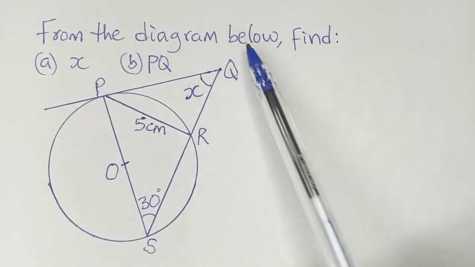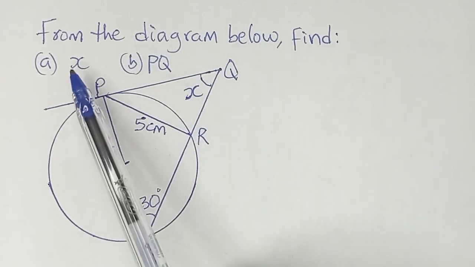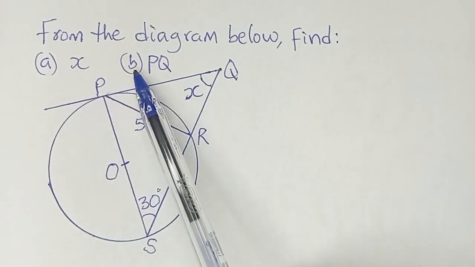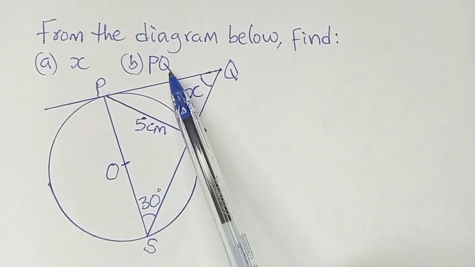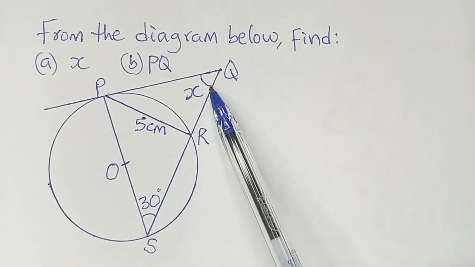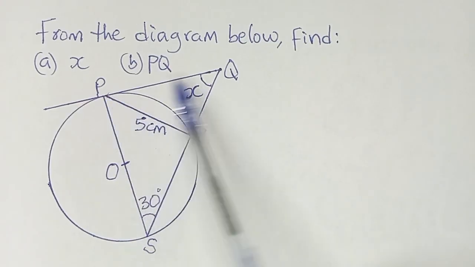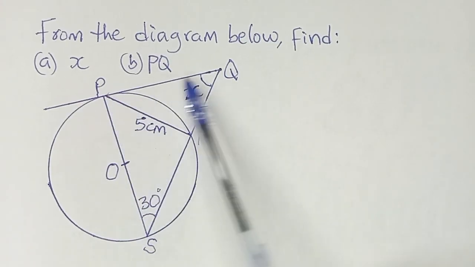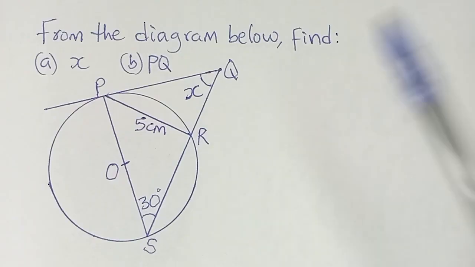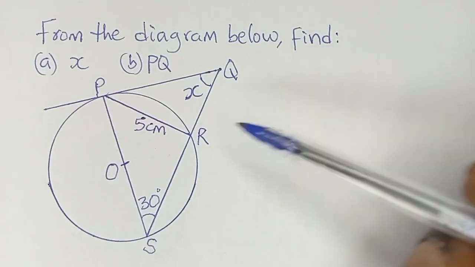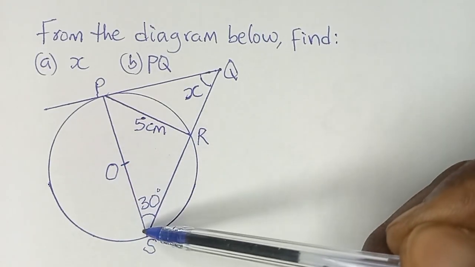From the diagram below, find x and then question B, PQ. So we have to find the value of this angle x and the length of this side PQ. To start, I would like us to look at this line.